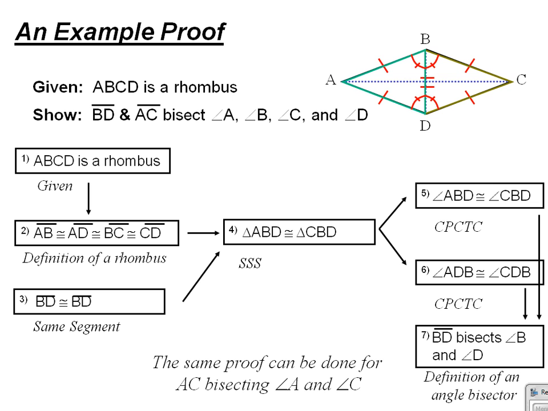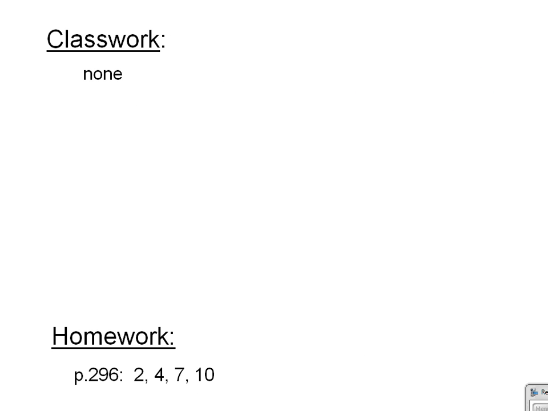Now, we're going to take a shortcut here. This same proof, just by changing which triangles we work with, can also be used to prove that segment AC bisects angle A and angle C. So rather than repeat the proof a second time, we're going to take a quick shortcut just saying that the same proof can be done to prove that segment AC bisects angle A and angle C. Thus concludes today's lesson.